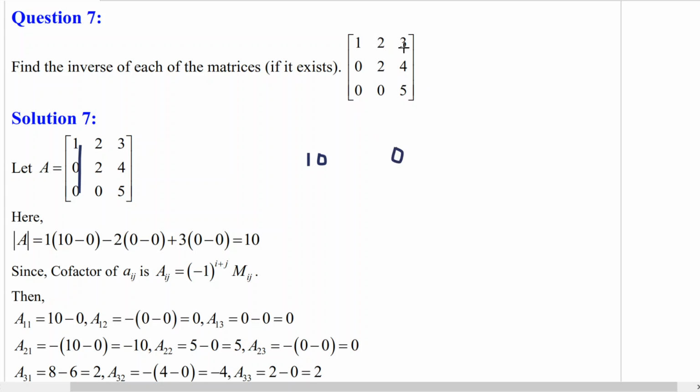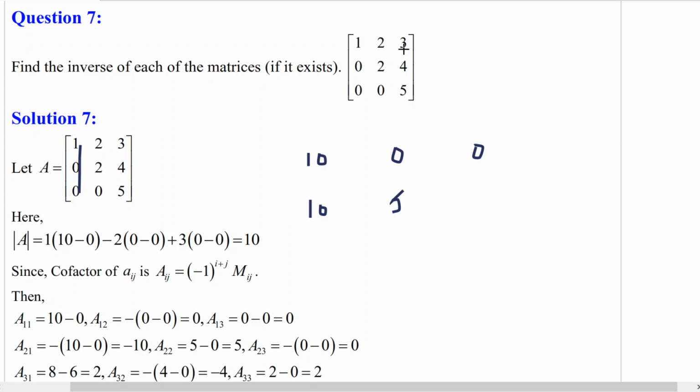Then we'll hide this 3. 0 minus 0, that is 0. I'm finding minors as usual first, then I'll change the sign to find the cofactors. Now comes the second row. Hiding this 2 1 by row and column, I'm left with 2 3 0 5. 2 5s are 10, minus 0, this will be 10. Hiding this 2 by row and column, I'll get 5 minus 0 and this is 5.